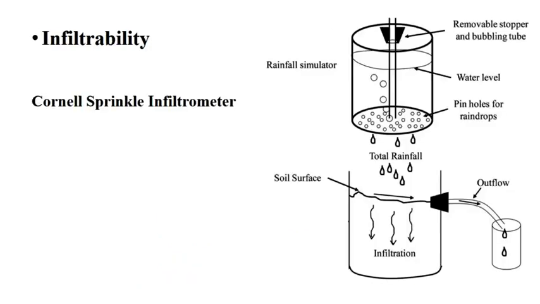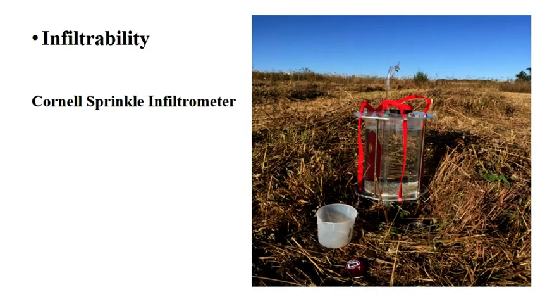For the infiltrability, we use the Cornell sprinkle infiltrometer. Here is the layout of the infiltrometer. We give an amount of water into the infiltrometer and let the water drain from the bottom. After a certain amount of time, there is runoff from the soil sample, and then we can record our data. After a certain amount of time, we will have a steady flow, with steady data from the drainage. Then we know there is a steady flow from the infiltrometer. This is the Cornell sprinkle infiltrometer measuring infiltration in the Cady Farm.